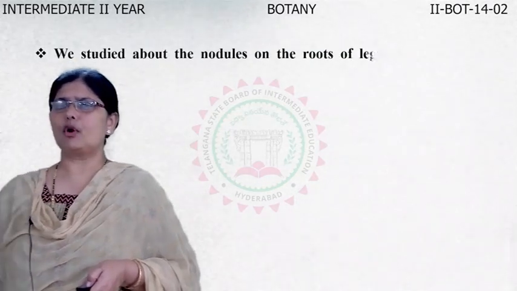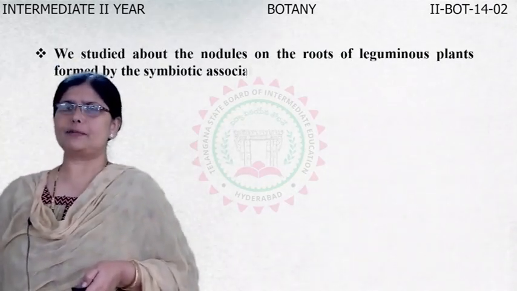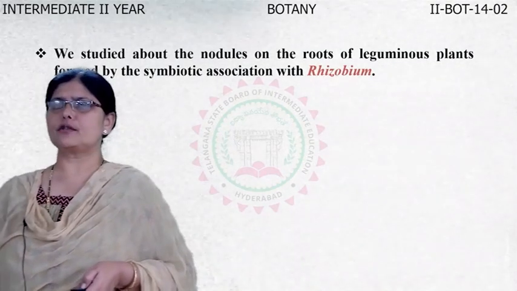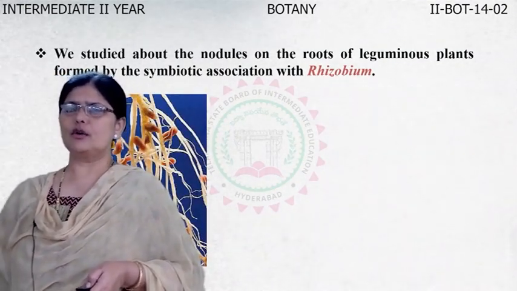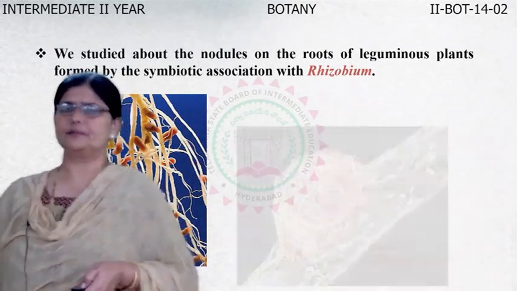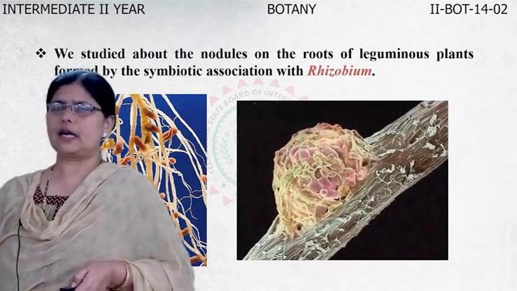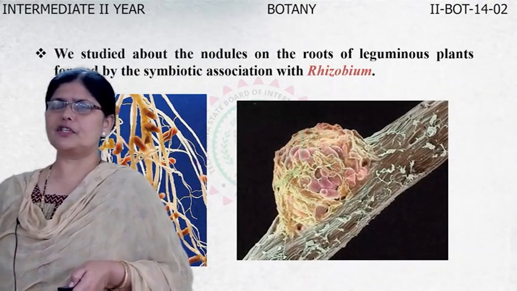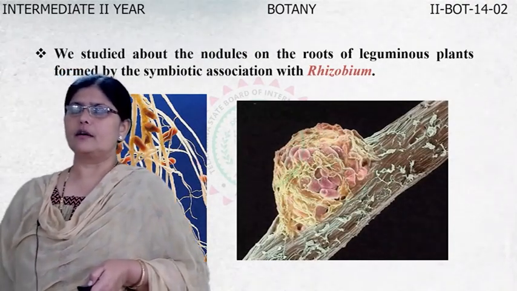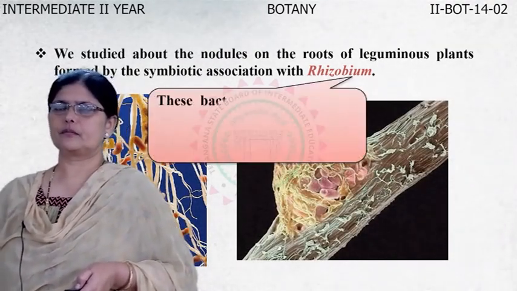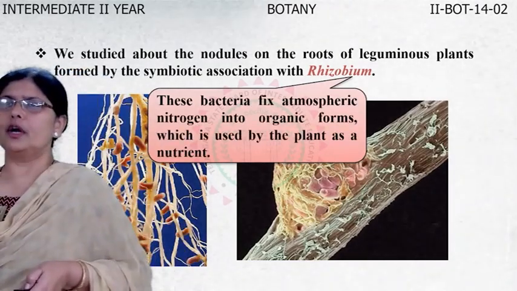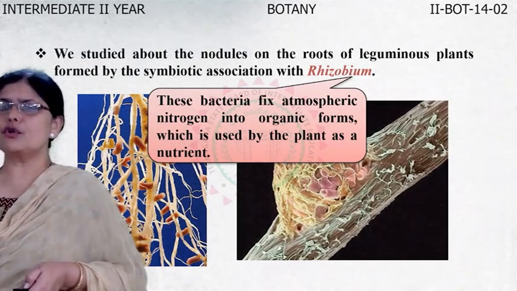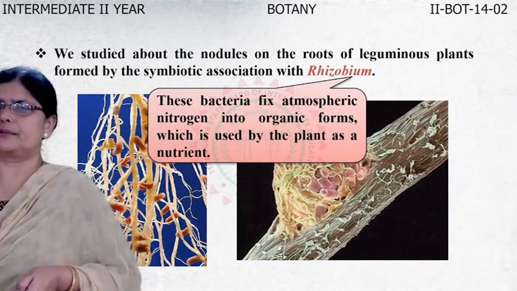We studied about the nodules on the roots of leguminous plants formed by the symbiotic association with rhizobium. You can see the root nodules here in this picture. A clear picture of a root nodule which is inhabited by the rhizobium bacteria. These bacteria will help in fixing atmospheric nitrogen into organic forms which is used by the plant as a nutrient.